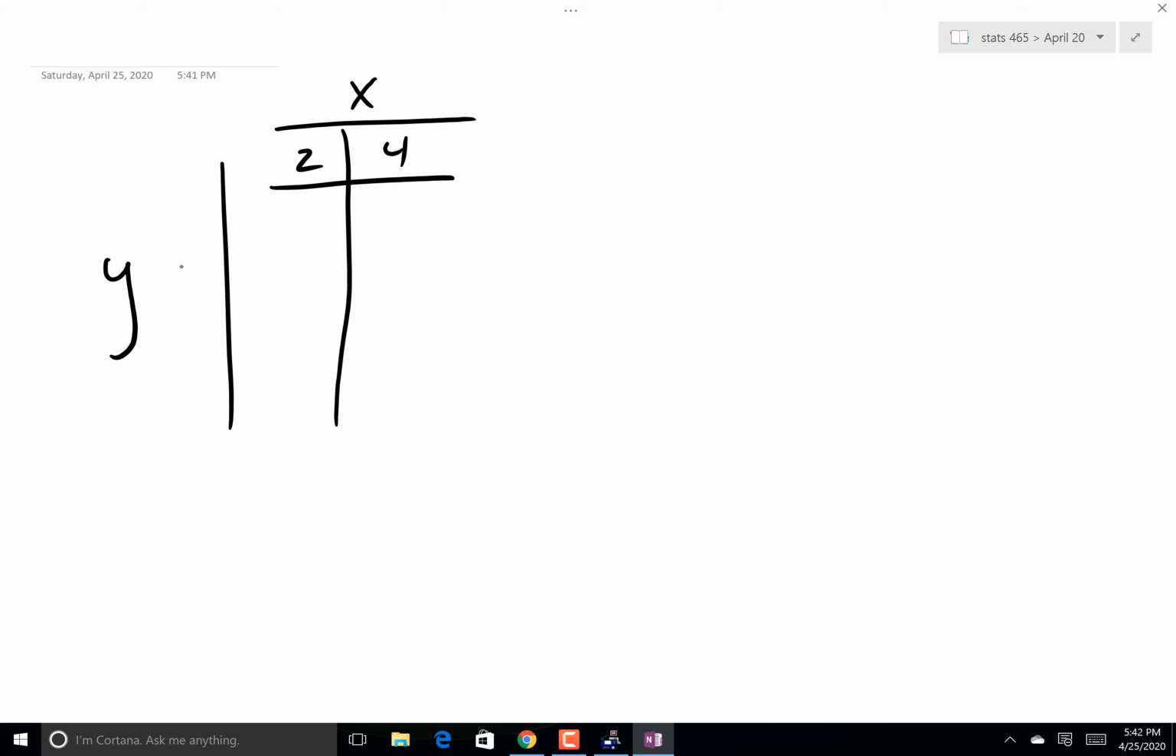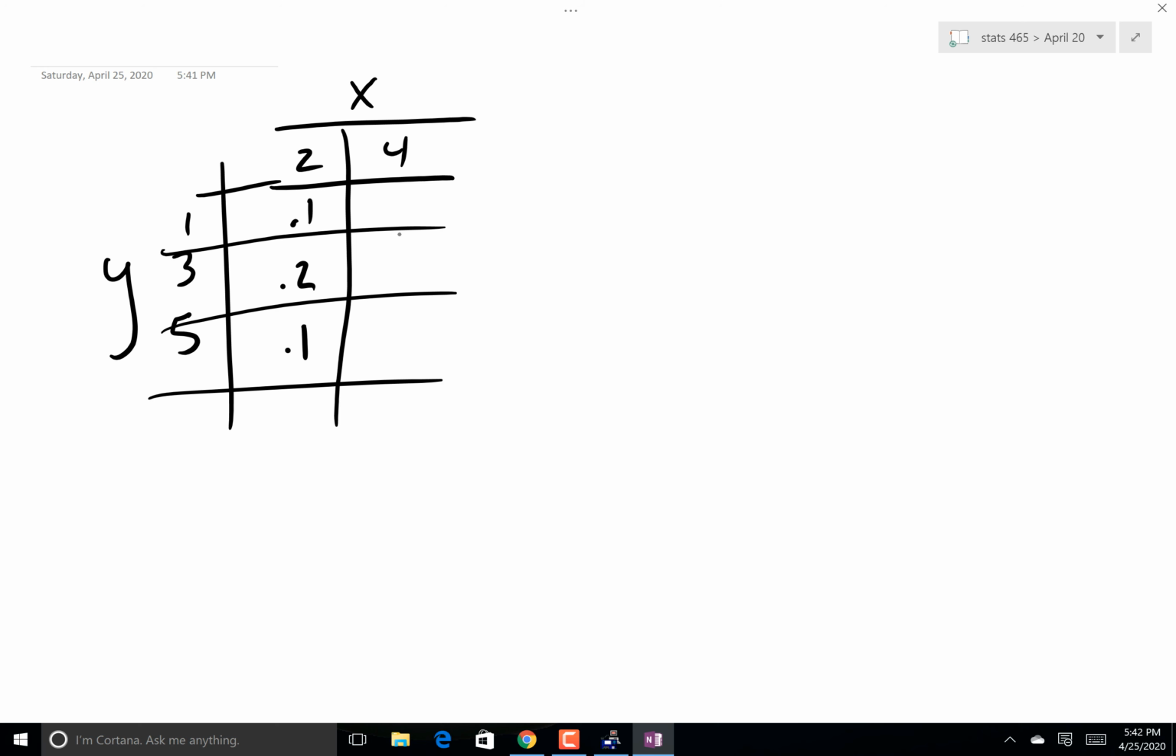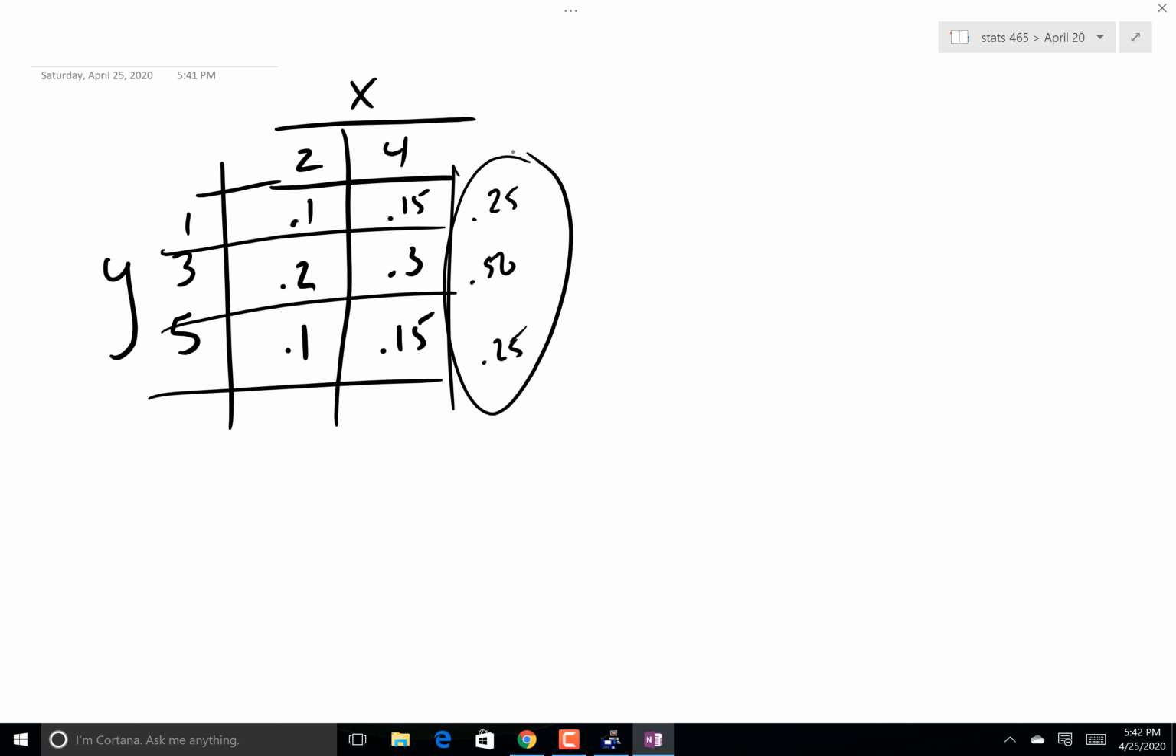So X and Y have the following joint PDF. You can get a 2 or you can get a 4. That's it on X. And on Y, you can get a 1, 3, and a 5. And then here are the probabilities: 0.1, 0.2, 0.1, 0.15, 0.3, 0.15. When you sum them up, you will see that you get 25%, 50%, and 25%. These are the marginals for Y. And for X, they are 40% and 60%, right?